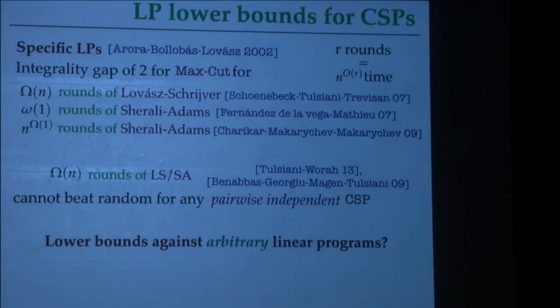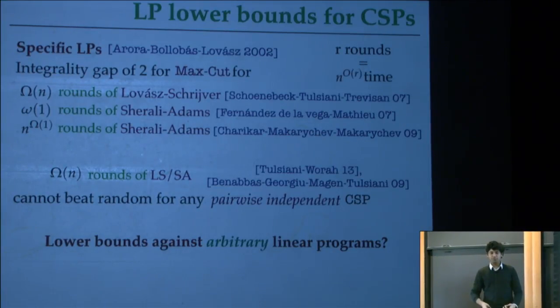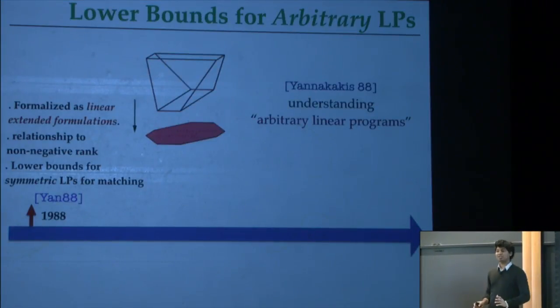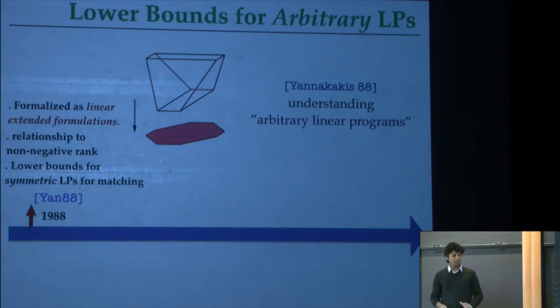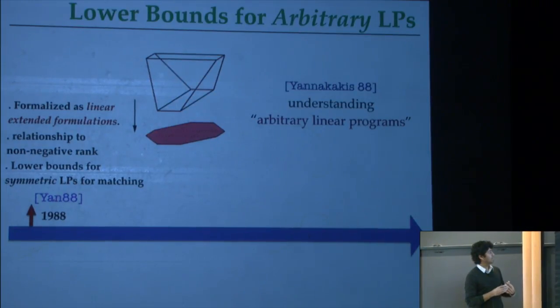Okay. And arguably, the ultimate goal of such an endeavor would be to prove a lower bound against an arbitrary linear program. Again, some conditions apply on this "arbitrary", which I'm going to explain in a moment. This model itself is not a new thing at all. It was introduced in the seminal work of Yannakakis from 1988. In the same paper, he defined what it means to say a lower bound against an arbitrary linear program.